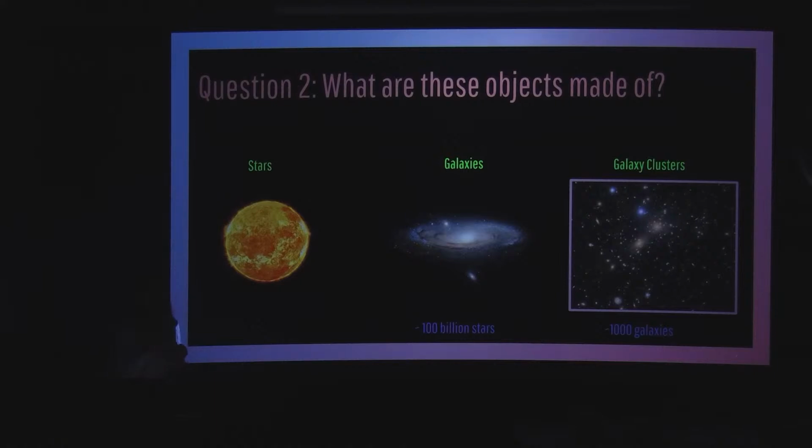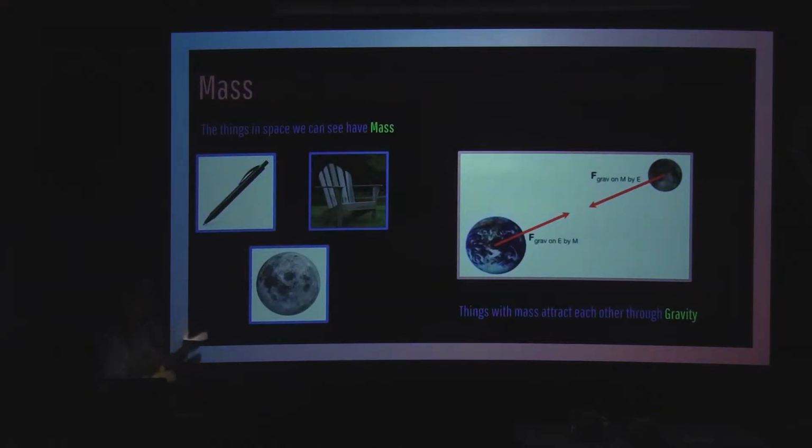So I'm going to explain two pieces of information, or two properties, that each of these objects has, separately and inside of them. The first is mass. Now, I think we all have a rough conception of what mass is. Mass is what makes up your pen, or the moon, or the chairs that you sit on, or even your bodies. And something that mass does is it attracts everything else with mass.